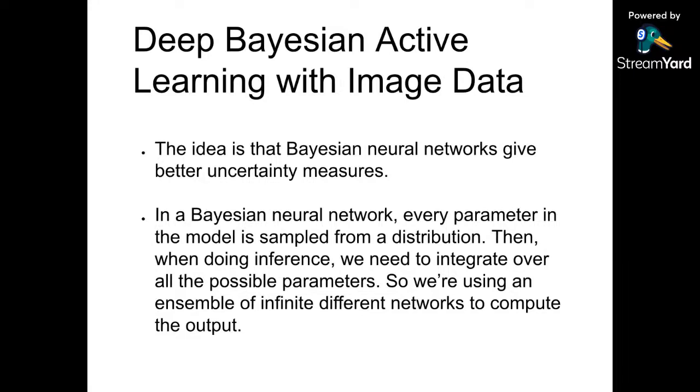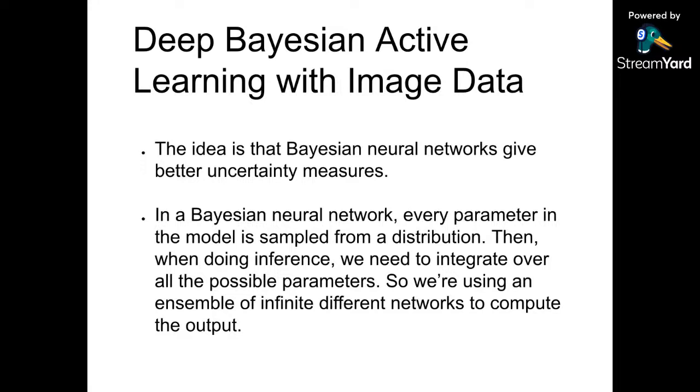There is a method, deep Bayesian active learning with image data. The idea is that a Bayesian neural network gives better uncertainty on images, so it's not really overconfident in those. In a Bayesian neural network, every parameter of the model is sampled from a distribution. Then when doing inference, we integrate over all the possible parameters. So we are using an ensemble of infinitely many different models to compute the output.